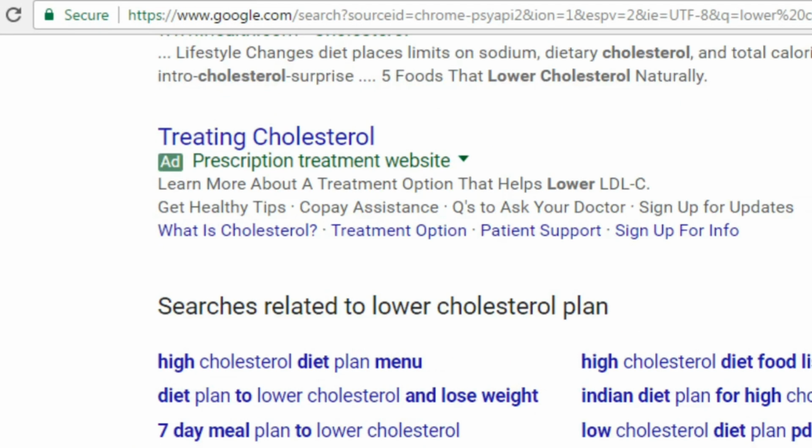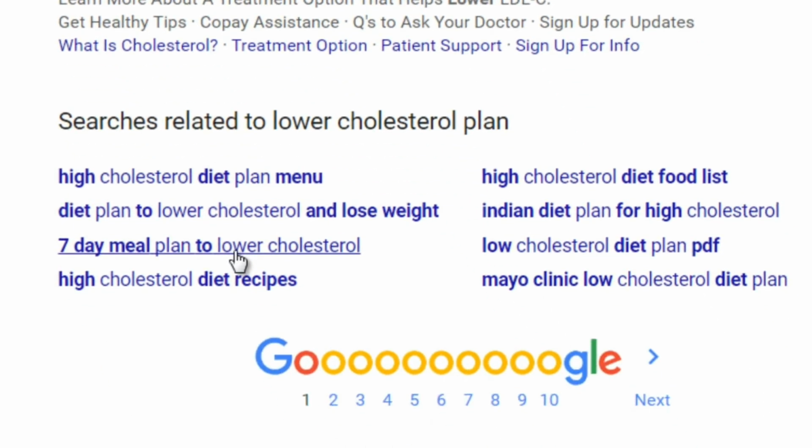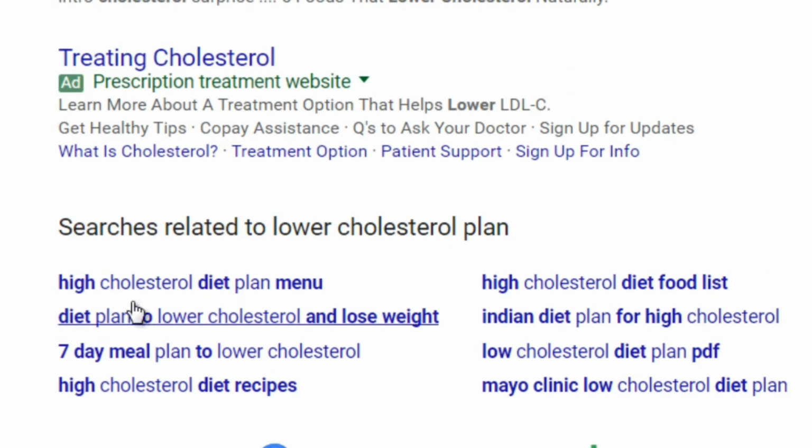So let's scroll all the way down to the bottom and we can see that the plan consists of diet plans, how to lose weight. So losing weight can be a factor. And we can see Indian diet plan. We can see Mayo Clinic diet plan. So many different diet plans. So what this allows us to see is the overall general idea, which is lower cholesterol. And within that, we can see that there's things like dieting.